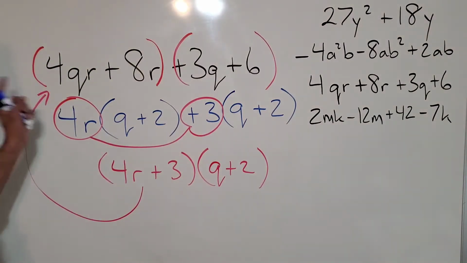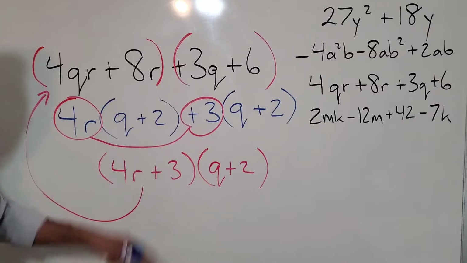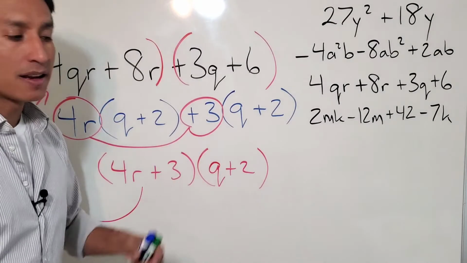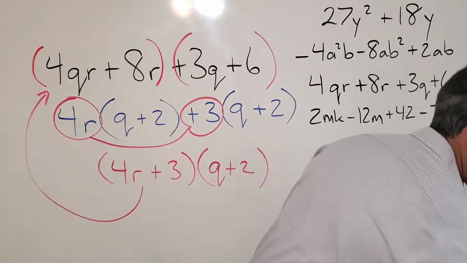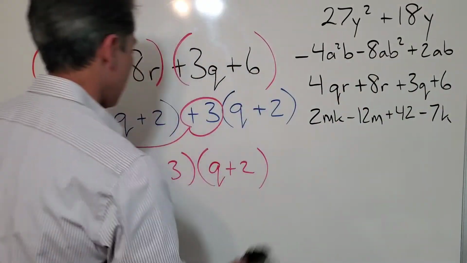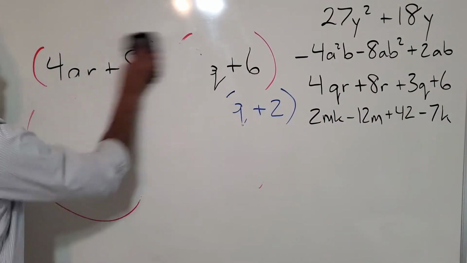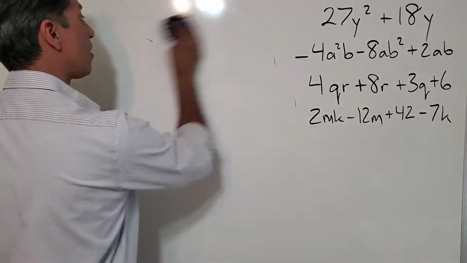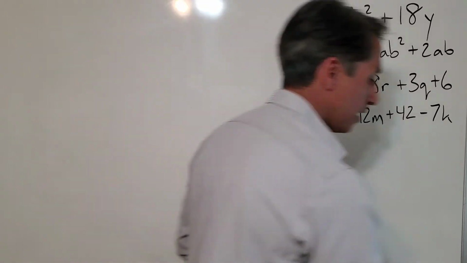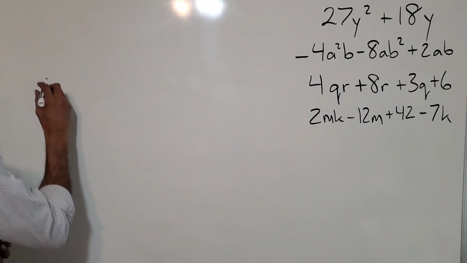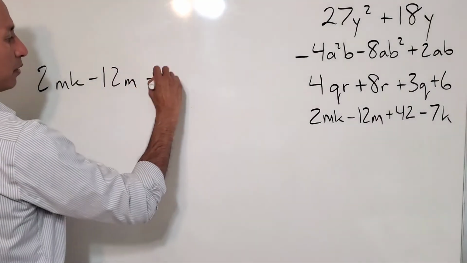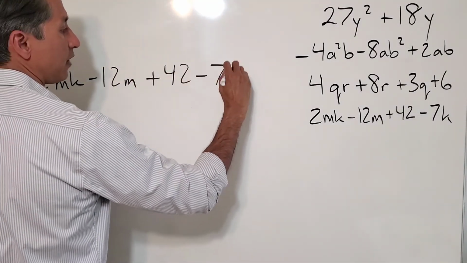So, like I said before, pause the video, rewatch this if you want. This is factoring by grouping, okay? All right, let me get my little eraser here and move on to that next problem. Okay, we got 2mk minus 12m plus 42 minus 7k.